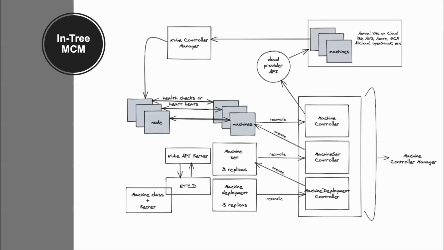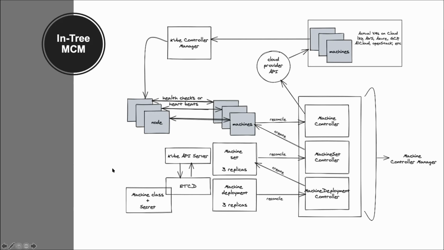MCM started with an in-tree approach, that is, the machine management logic for various cloud providers runs as a single binary, and hence in-tree. Machine Controller Manager would typically need two Kubernetes clusters, one control cluster and one target cluster. The control cluster is the cluster where all the CRDs and the machine controller manager would be deployed, and the target cluster is the cluster in scope where we would want to manage the machines.